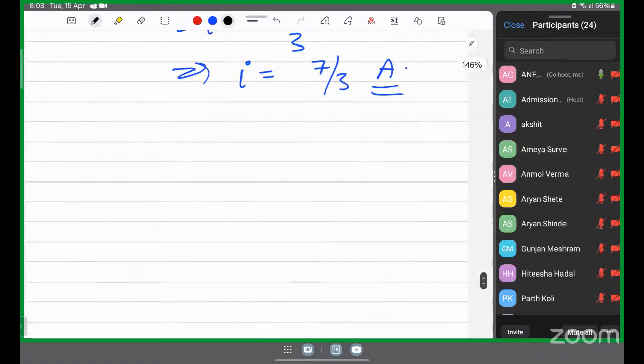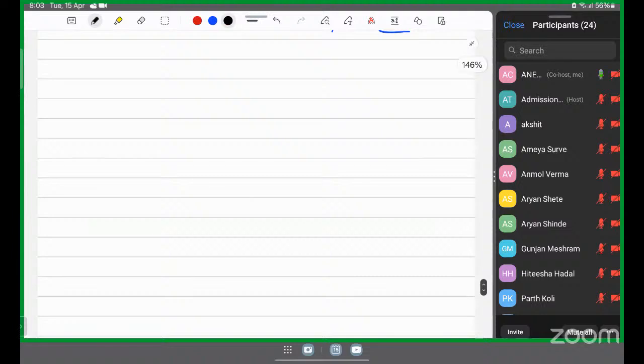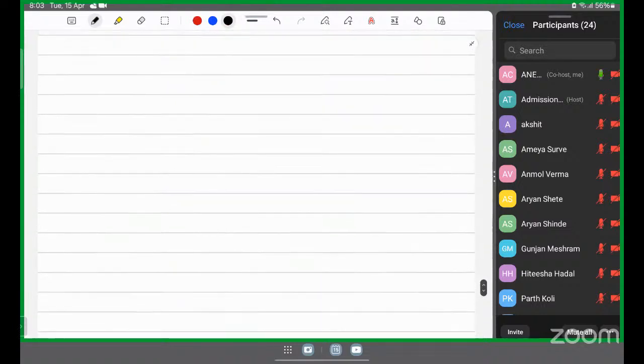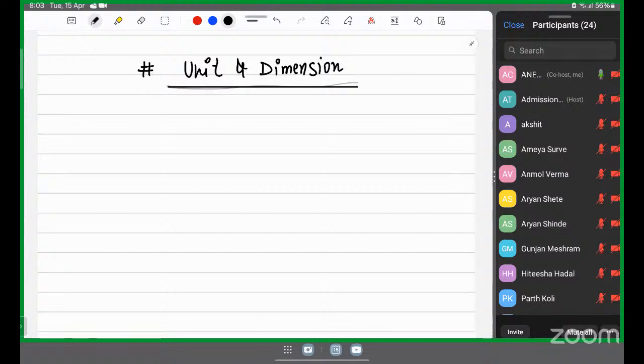Okay, now we will discuss a new chapter. This is units and dimensions. Along with units and dimensions, I will discuss kinematics, which is motion in 1D.